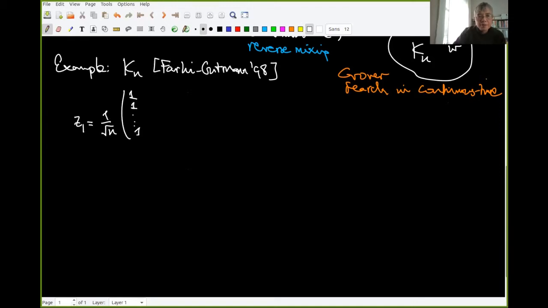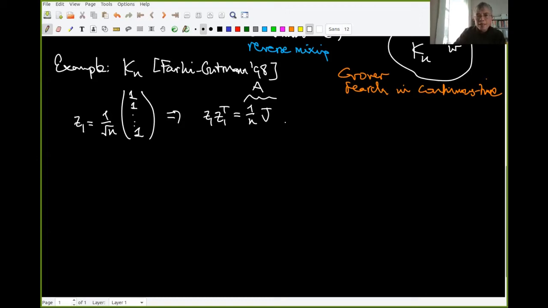It's all ones. If we take the outer product of this, this is essentially the all-ones matrix normalized by 1 over n. So I will cheat a little bit and pretend this is actually the adjacency matrix of the complete graph. This is not correct because the diagonals are filled in, but it's just a shift by the identity matrix.